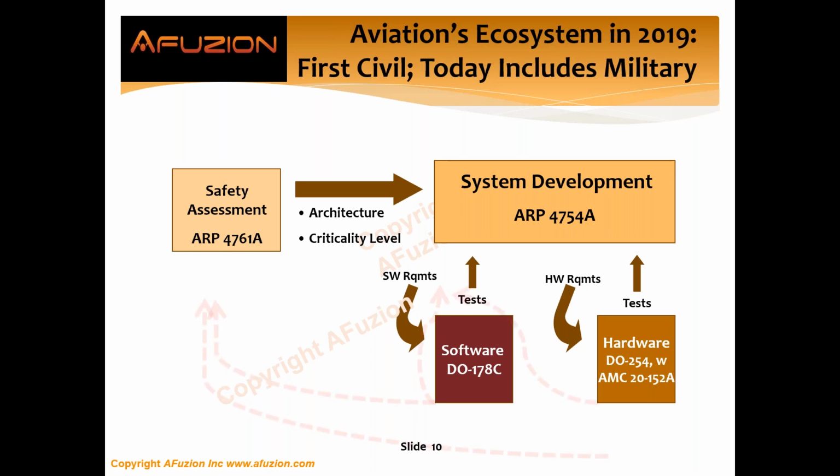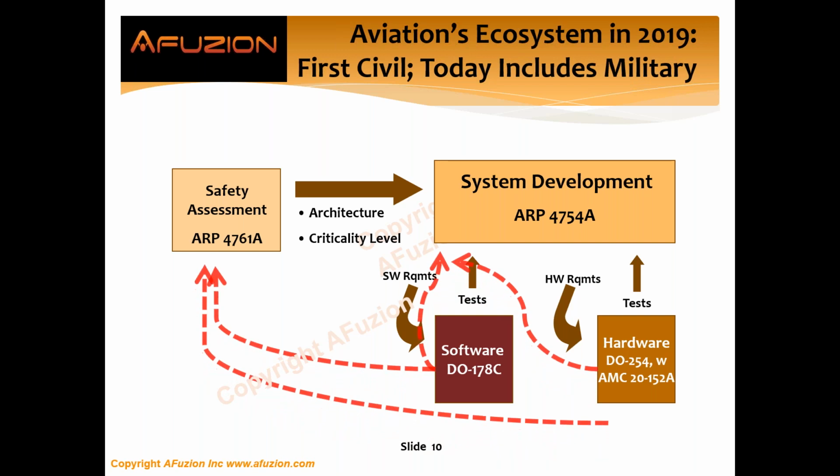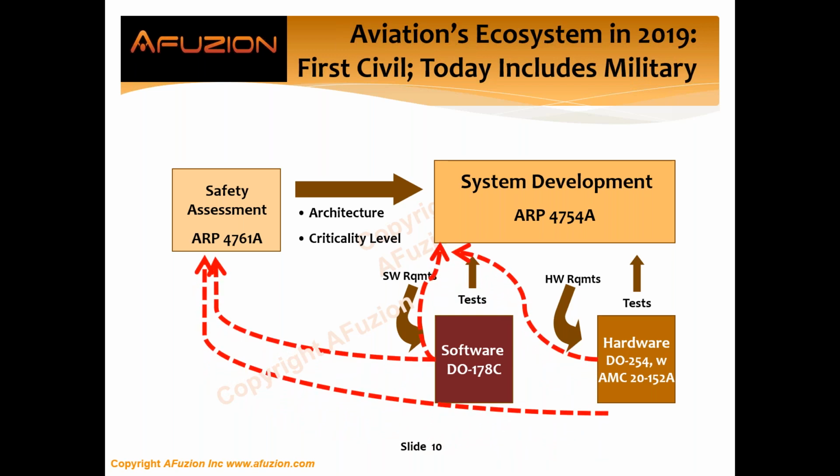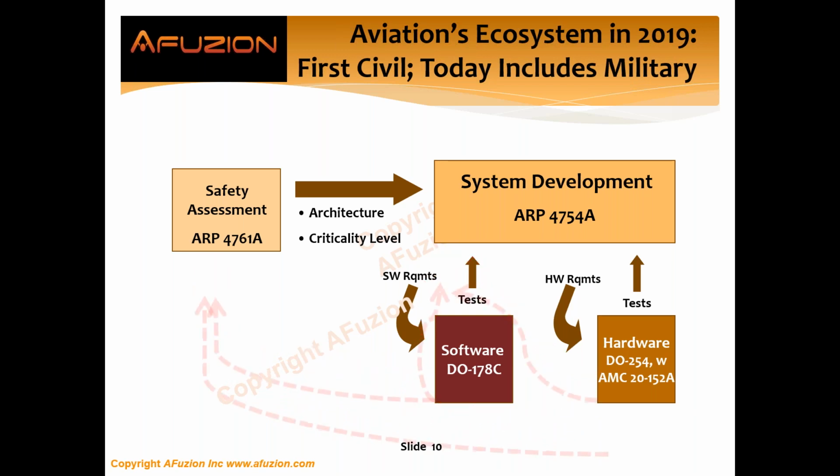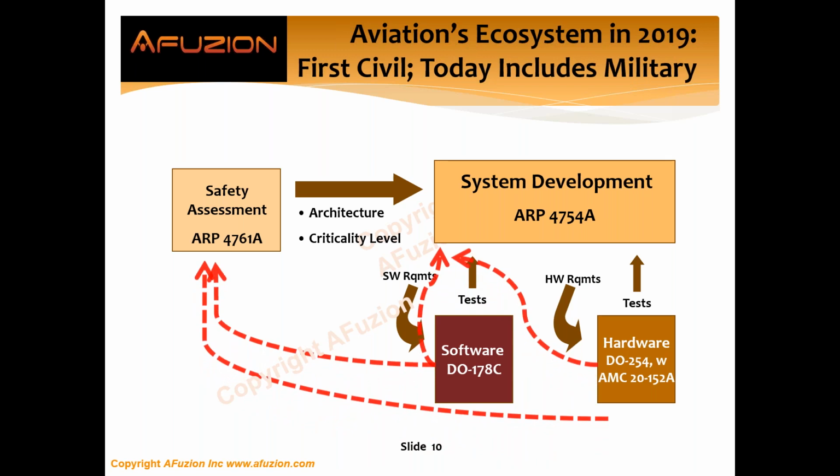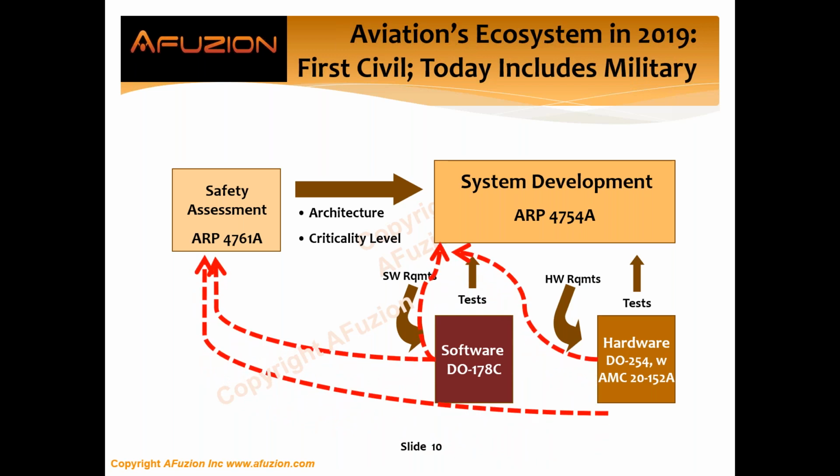Now there was a key change. Look at this. See those red lines? That's right. Look at that. Those red lines are the continuous feedback process between safety, systems, software, hardware. In the old days, we simply passed in a staged waterfall method those activities.